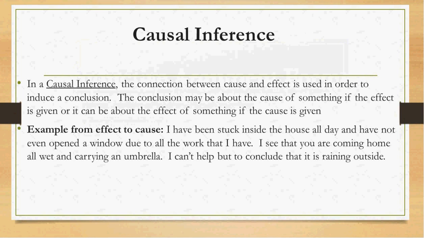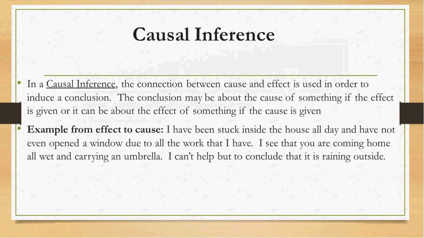Here's an example from effect to cause. I have been stuck inside the house all day and have not even opened a window due to all the work that I have. I see that you're coming home all wet and carrying an umbrella. I can't help but conclude that it is raining outside. So notice here that the conclusion that it is raining outside is due to the effect that I am seeing, and that's the person being all wet and carrying an umbrella.